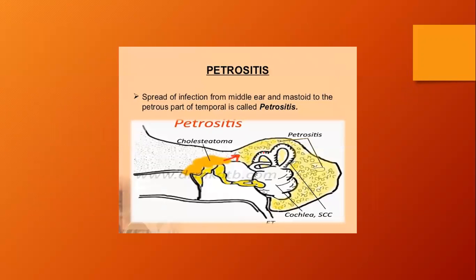Okay, this is petrositis. Petrositis means what? It is a spread of infection from the middle ear and mastoid to the petrous part of the temporal bone. This is the petrositis, the petrous part of the temporal bone. So if the infection is not treated well, it can transmit to this area. This is called petrositis. Okay.